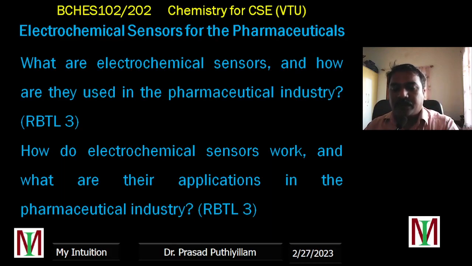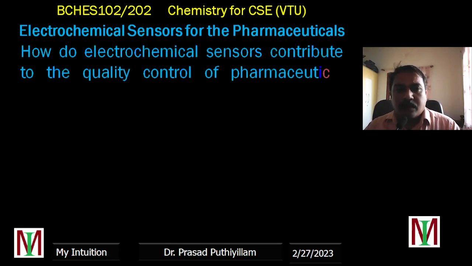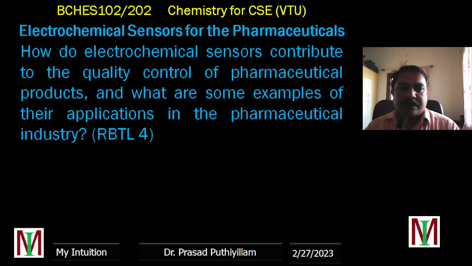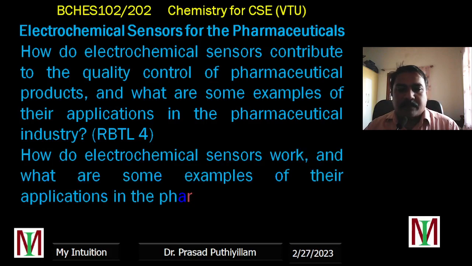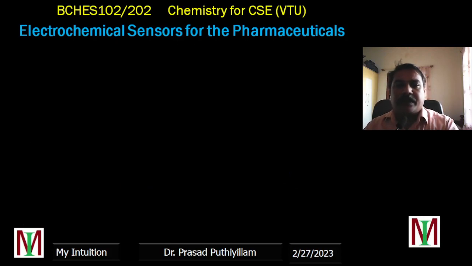Level 3 questions also, and maybe the level 4 questions, are a little bit higher standard. That also I have included in this particular class video. For example: How do electrochemical sensors contribute to the quality control of pharmaceutical products and what are some examples of their applications in the pharmaceutical industry? That is a level 4 question. Another level 4 question: How do electrochemical sensors work and what are some examples of their applications in the pharmaceutical industry? Based on these questions, I prepared my study material for this class.